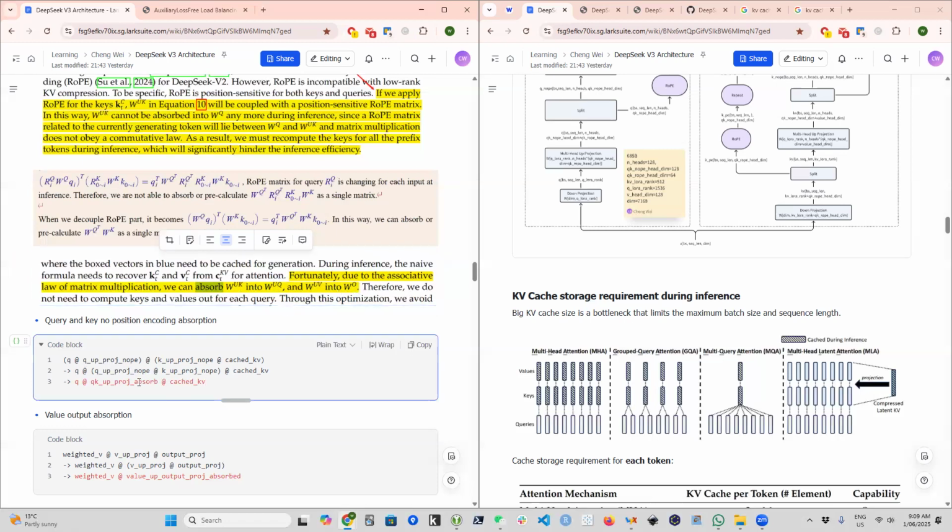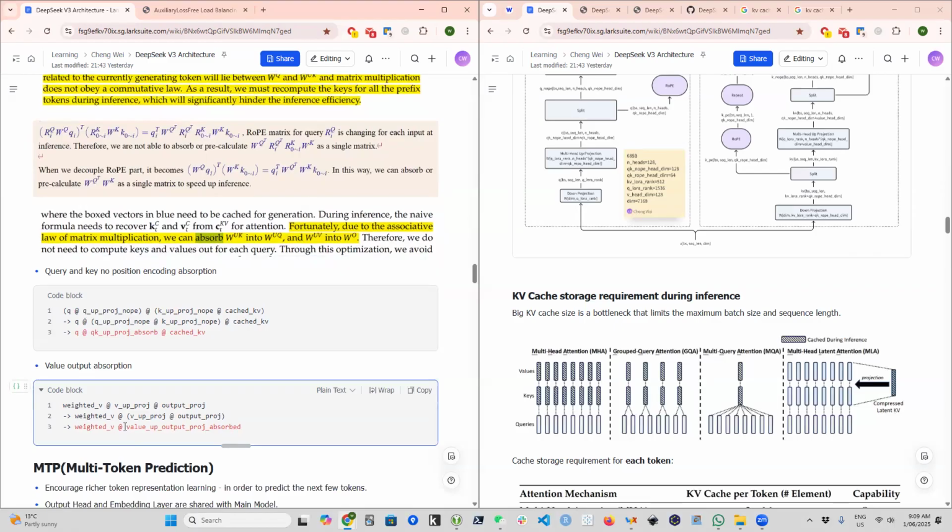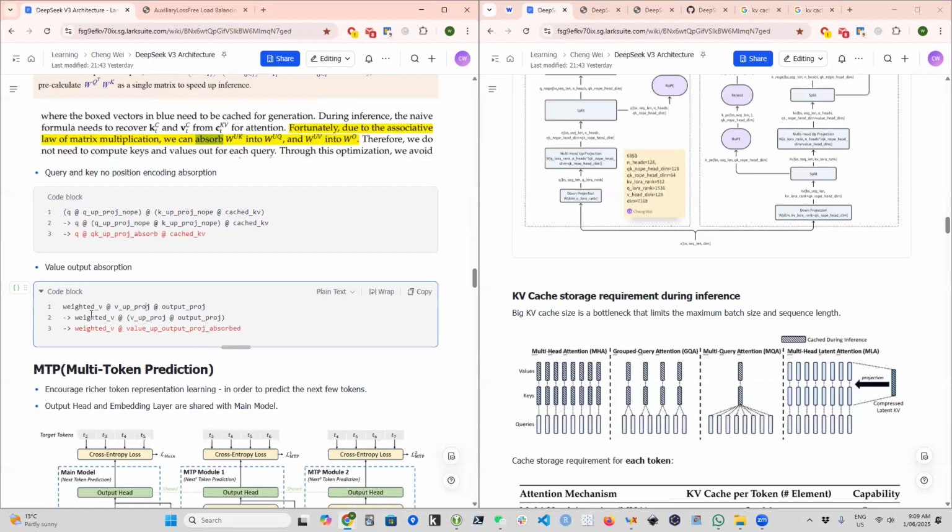So here, this part is trying to absorb the key and the Q, and this part is trying to absorb the value into output. So here before is the weighted value, and then up projection, then output. Then we combine these two together into an absorbed metric.